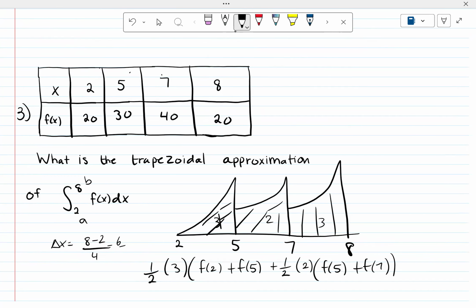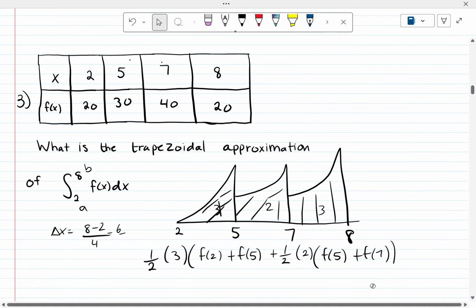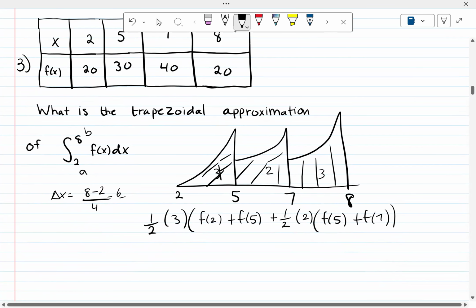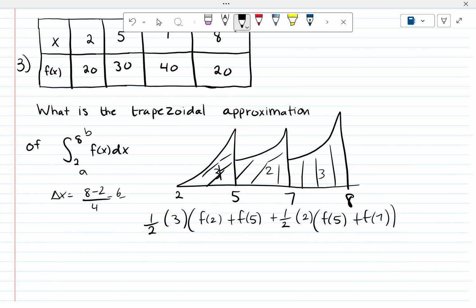Oh yeah, this is right. Okay, I was just double checking. So it's going to be 1/2 times 3, because we started out with 3 subintervals, and then f of 2 plus f of 5, and then over here it's going to be 1/2. Now we're dealing with 2 subintervals, so I put a 2 here, and then it's going to be 5 to 7, and then that's it. So you just fill in the blanks.